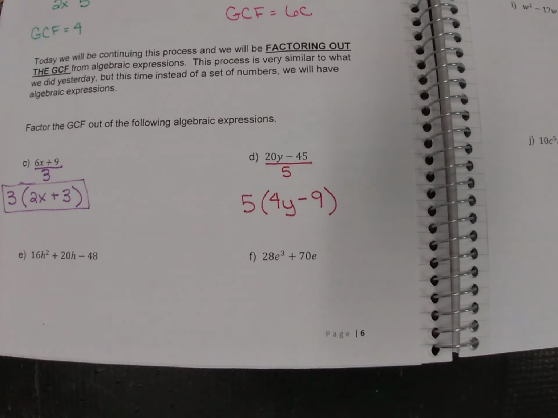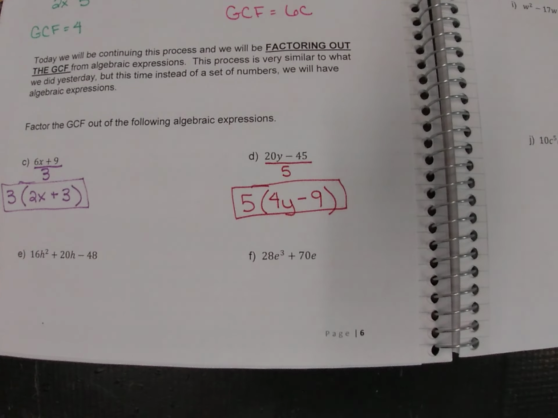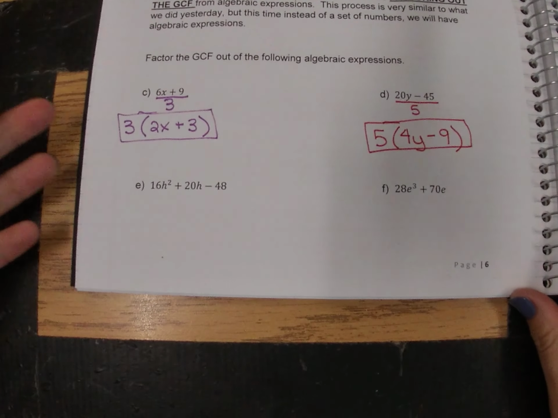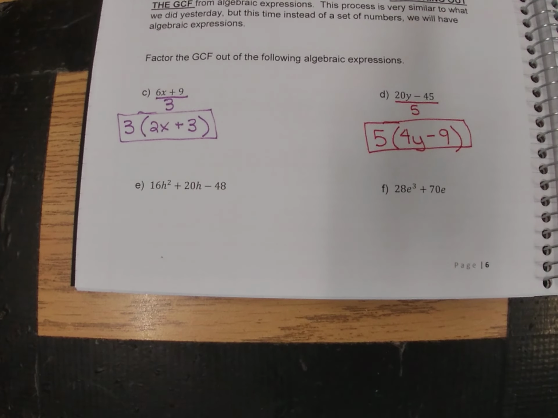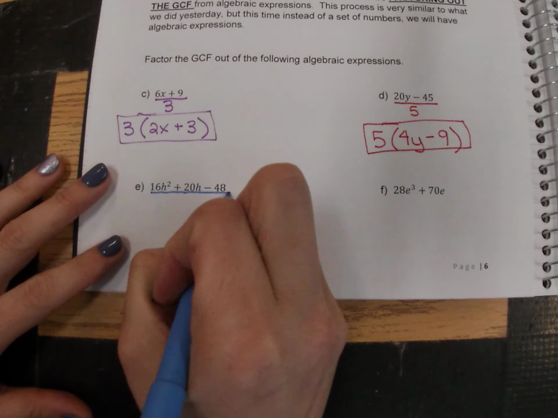And I'm going to pull my GCF over in front. And so this is my factored answer. Now keep in mind when we looked at problems yesterday, we didn't always get the full GCF to start with. And you might not get the full GCF to start with today either. So maybe you see a bigger number, maybe you don't. It doesn't matter as long as you're dividing correctly.